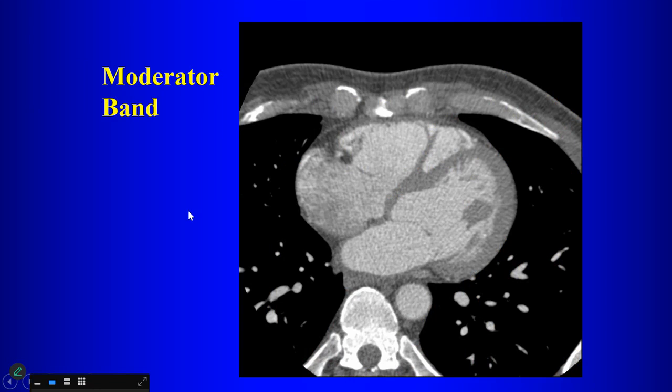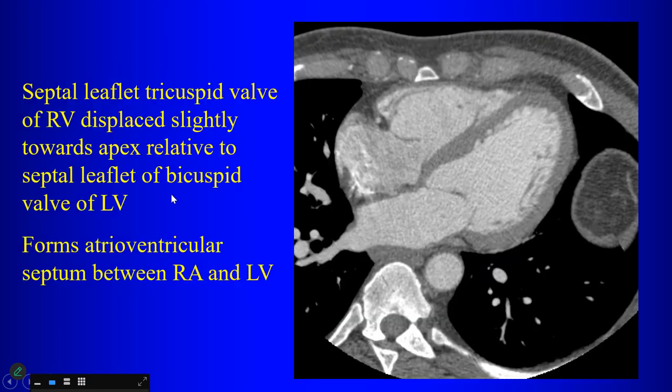You mentioned the moderator band, right? So what's a nice way to think of the moderator band? It's a trabeculation that connects the interventricular septum to the anterior free wall of the ventricle. That is what the moderator band is, okay? And that's usually a feature of the morphologic right ventricle. So that can also help you to identify the morphologic right ventricle.